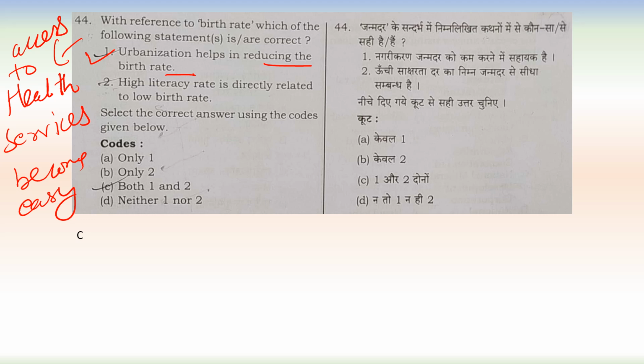High literacy rate is directly related to the low birth rate. So this is also correct. When there is literacy, then there will be control on the birth rate. So A and B both are correct here.